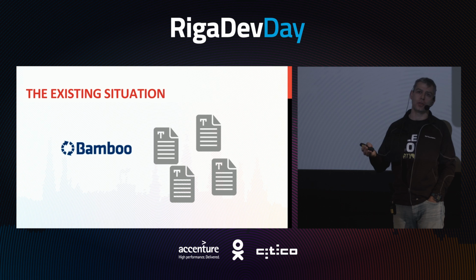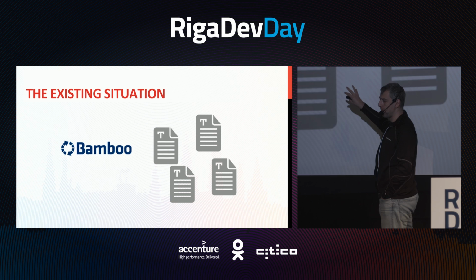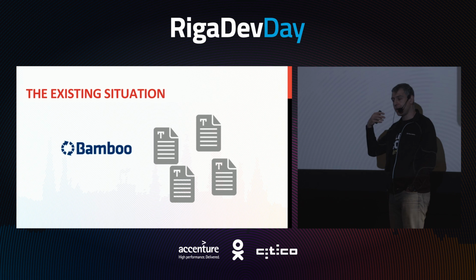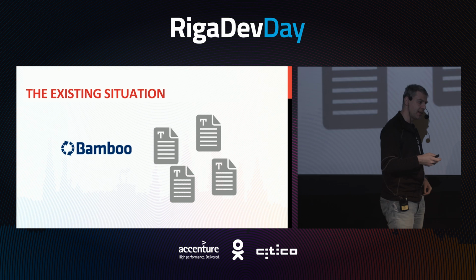And so when I discovered the situation, they had Bamboo and many, many custom scripts. And so I decided, okay, I will try to migrate to Jenkins, not just because I wanted to, but because the Bamboo license was to be cut. They didn't want to renew the license. So far, so good.